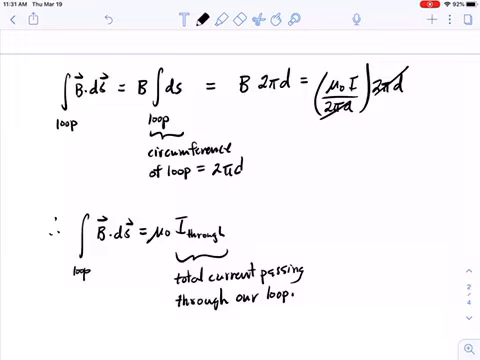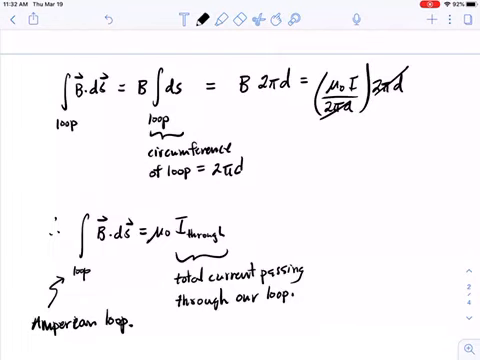What we're going to end up doing is we're going to call our loop an Amperian loop, where we get to choose the path that we're going to follow. We started by saying, let's imagine we take some arbitrary path through some magnetic field. For Ampere's law, we're going to choose those paths to be closed paths, and that closed path is going to be called an Amperian loop. So this loop we'll refer to as an Amperian loop.